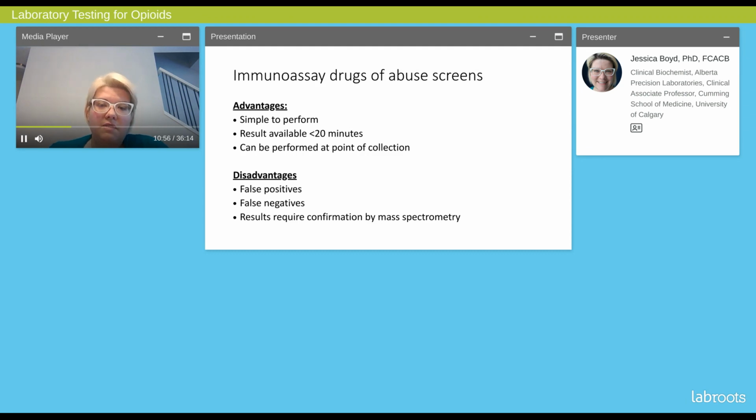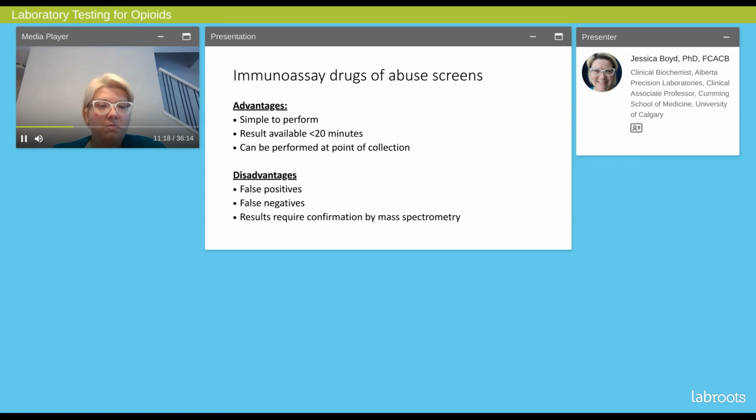So of course, immunoassays are present in many places, and as I mentioned, they may be the only type of testing available on site. And there's reasons for this. They are pretty simple to perform. You can get the result pretty quickly, and they can be performed at the point of collection, and there are point of care programs set up for these.